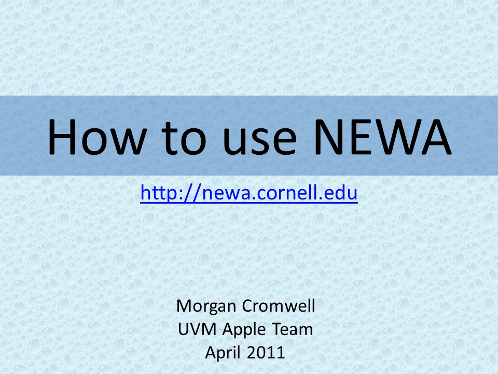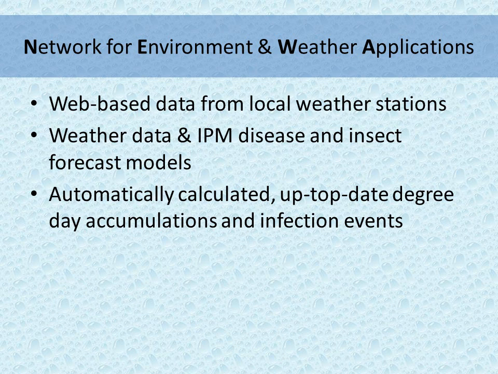We have put together an instructional presentation about how to use the NEWA website to help manage your orchard. NEWA stands for Network for Environment and Weather Applications, and it is a website through Cornell University that is a grower resource for weather data and IPM disease and insect models, using data from local weather stations throughout New York and Vermont. You can go to this website for up-to-date degree day accumulations and infection periods based on a station close to your site.